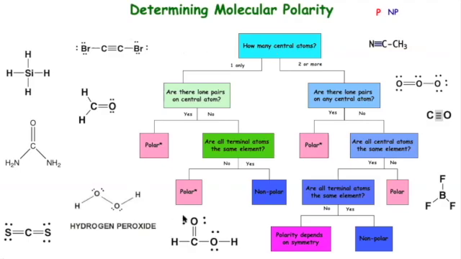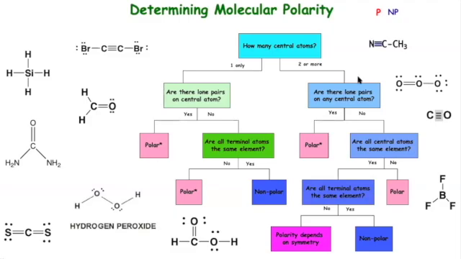But if it's any one of these, you look at whether it has 1 central atom. And what you need to do is ask, does the central atom have lone pairs? Yes, it's polar right away. Are the terminal atoms different? It's polar. So whenever the symmetry is broken, it automatically becomes polar.